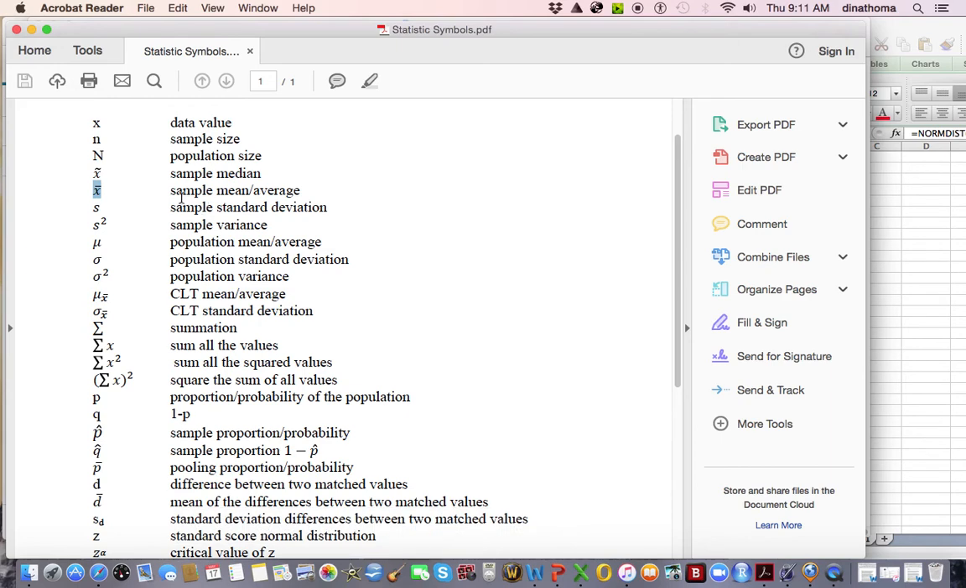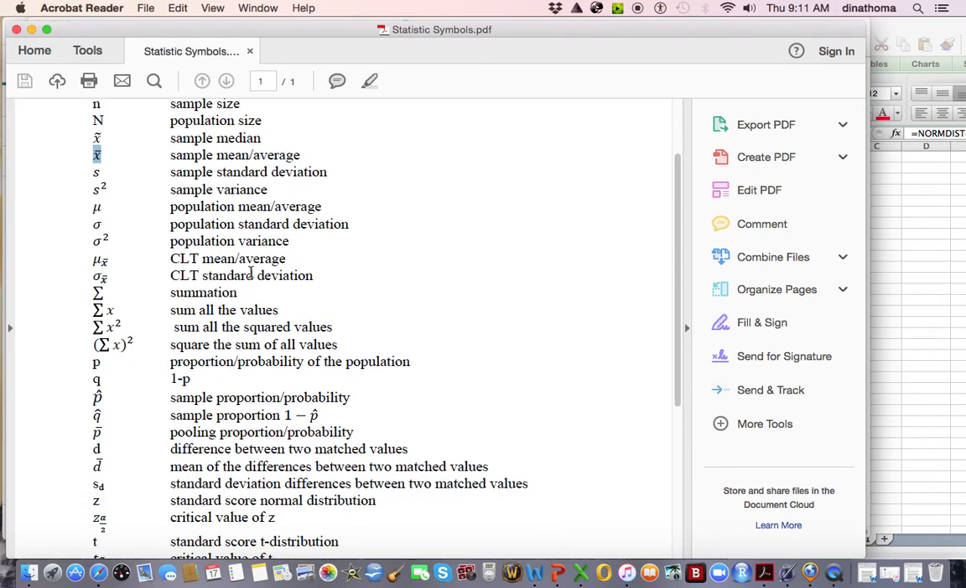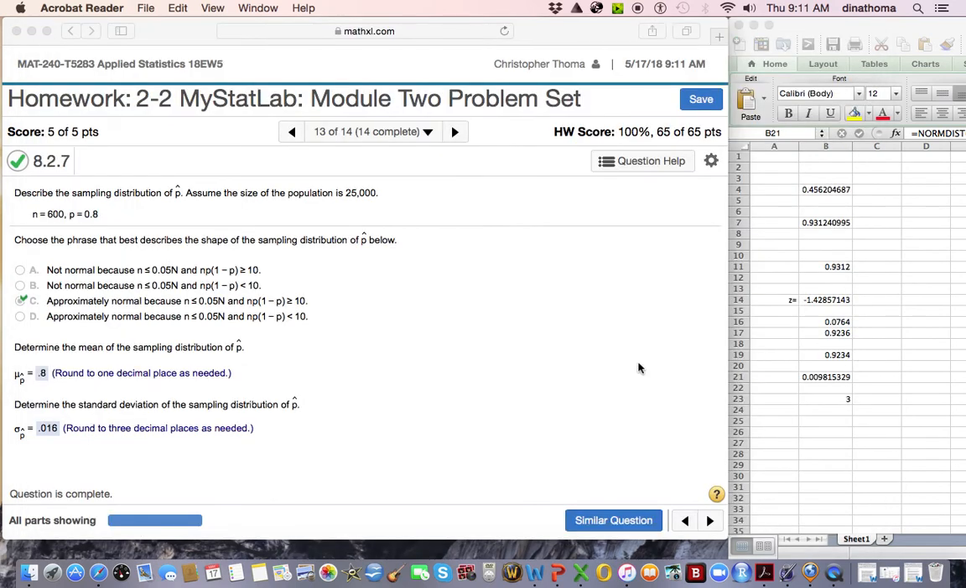I highly encourage you to print it out, so when you see the formulas, you can go through and put them in your own words. And this will be attached to today's announcement.